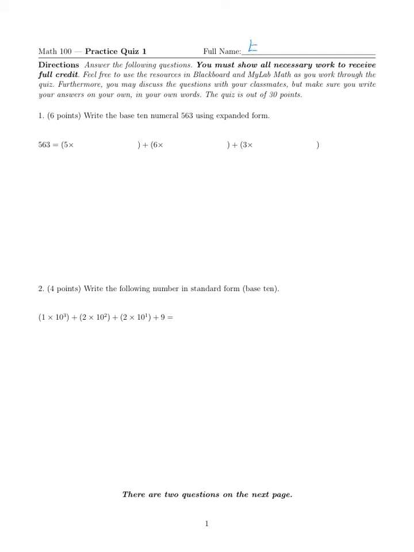All right, let's try a couple of practice problems for quiz 1. So starting with problem 1, let's write 563 in expanded form. That means we have to identify the place value for each digit. Starting with the 5 times something, the 5 over here is in the hundreds place. And that means we're multiplying 5 by 100.